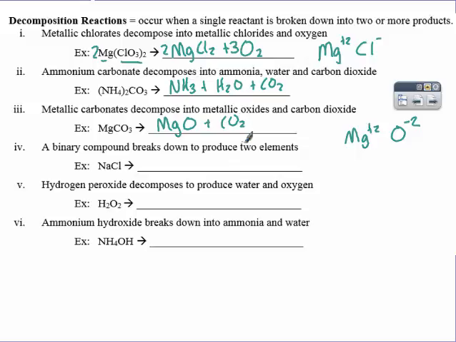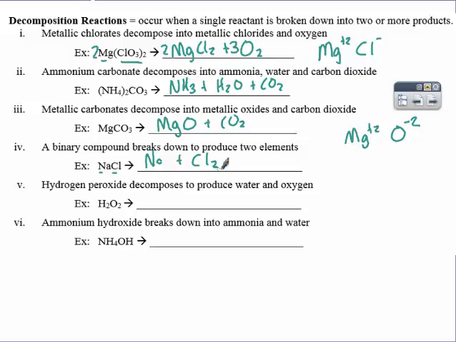If you just have a binary compound, as in just two elements, no polyatomic ion, the only thing it can do is break apart into those two elements. But remember that your diatomics can't stand alone. So sodium is by itself, but chlorine is going to be a 2.